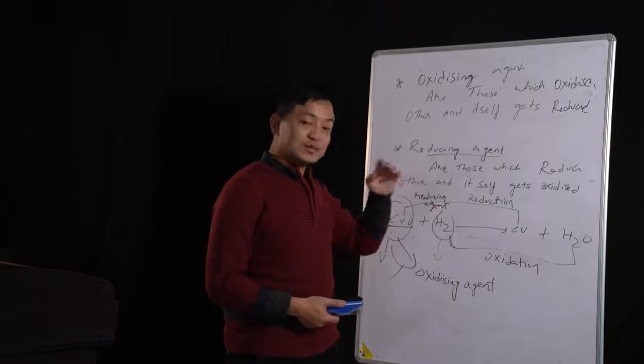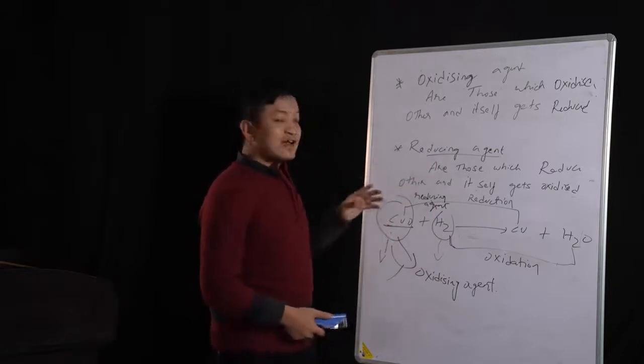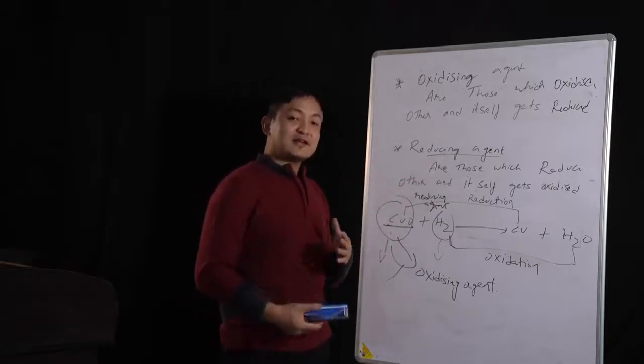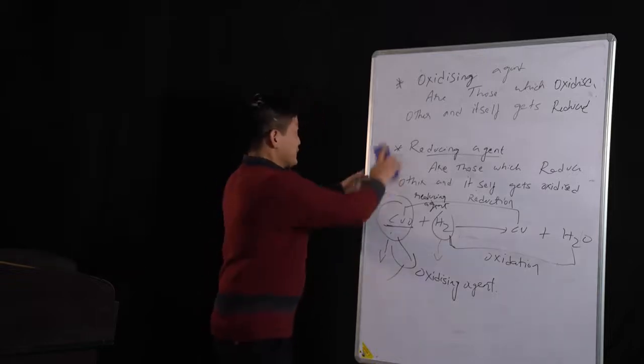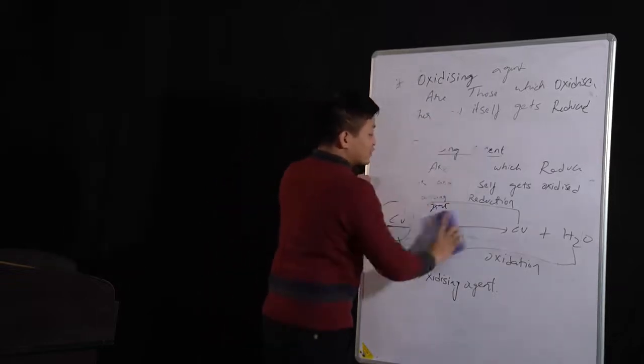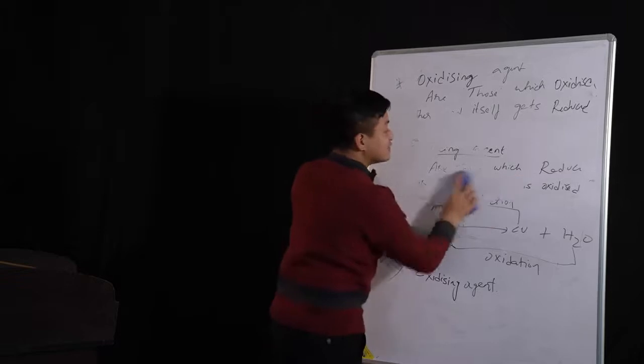That will be the last topic for this chapter, that is, the effect of oxidation in everyday life. The name of the topic would be corrosion and rancidity.